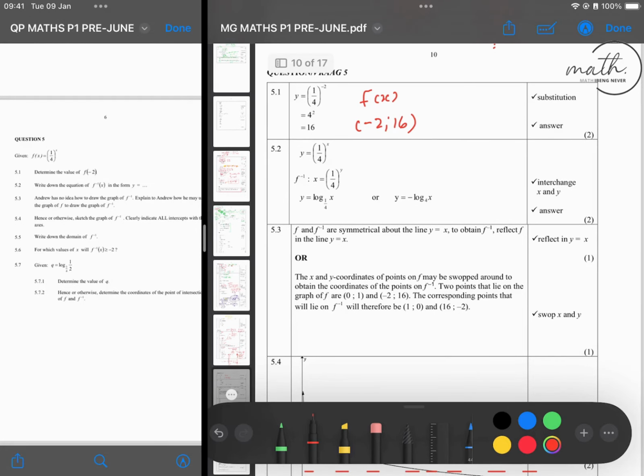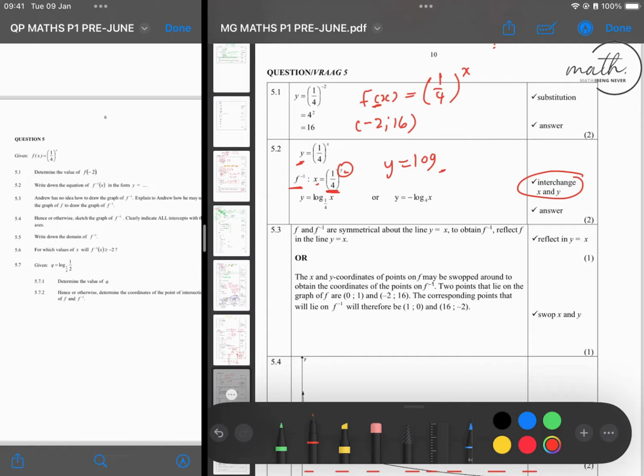Second question. Write down the equation of the inverse in the form. Okay, this one is the one where you have to change. Remember, f of x is 1 over 4 to the exponent x. Change this to y, so the f of x, put it as y. Swap x and y for the inverse. There, that's a mark for interchanging the x and y. And then use logs. Log says this is equal to the log.